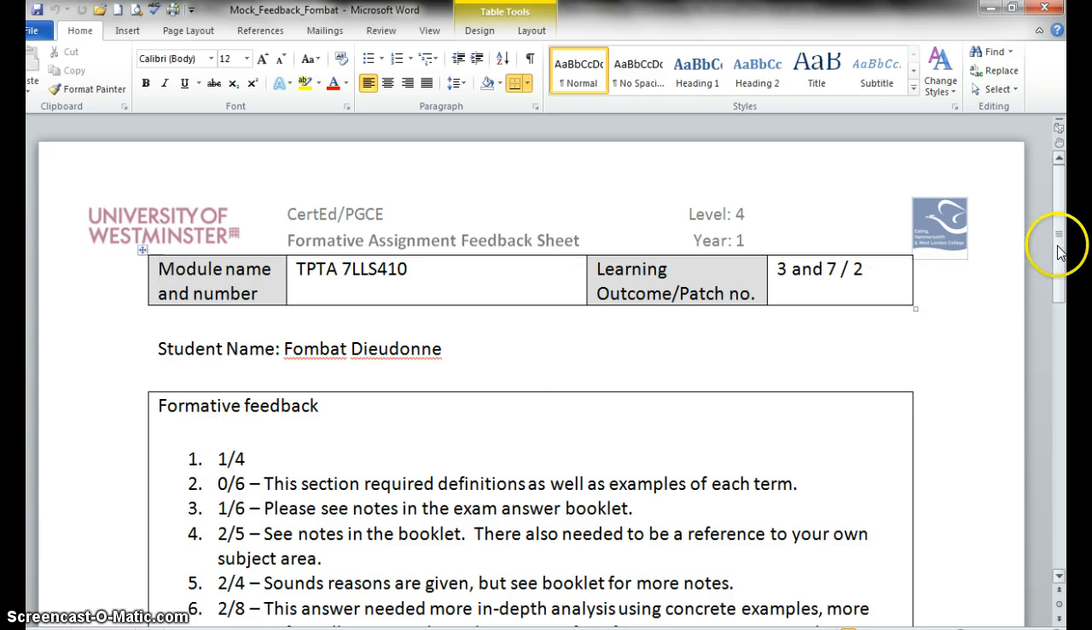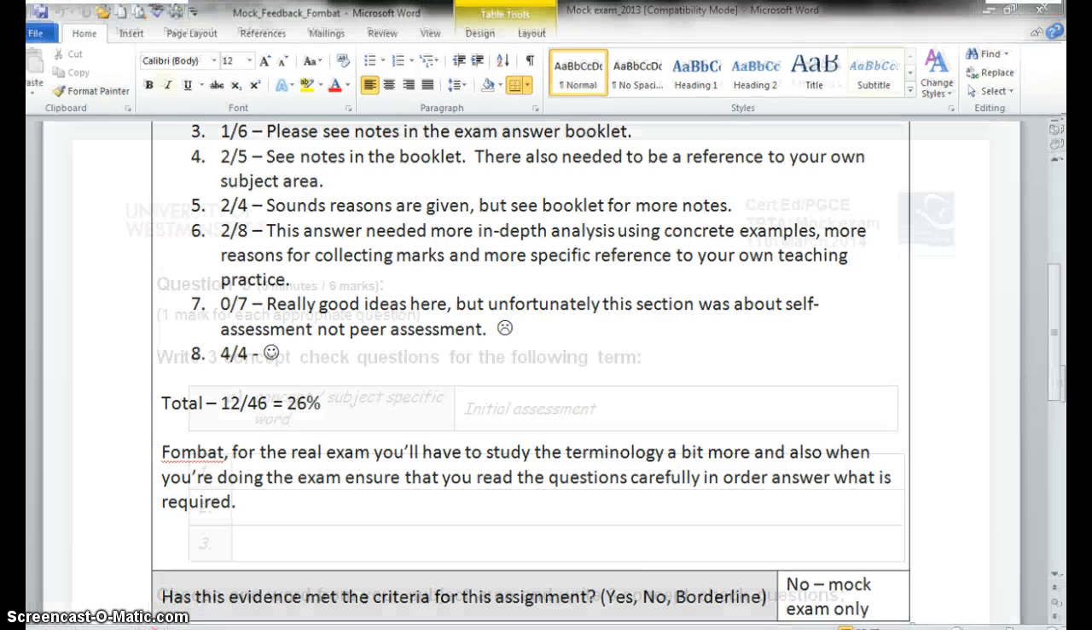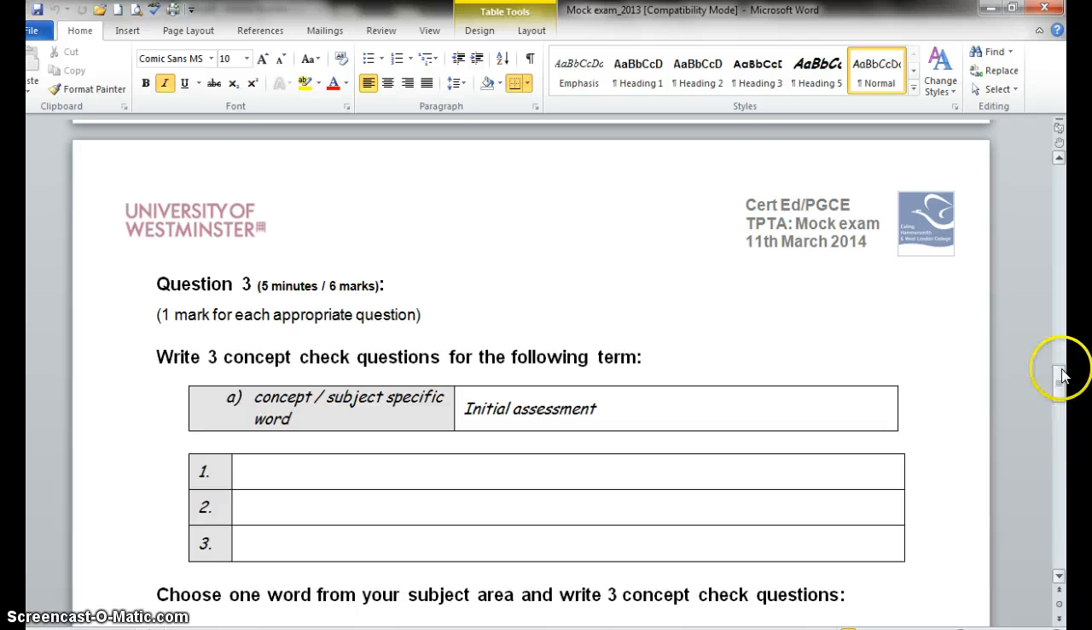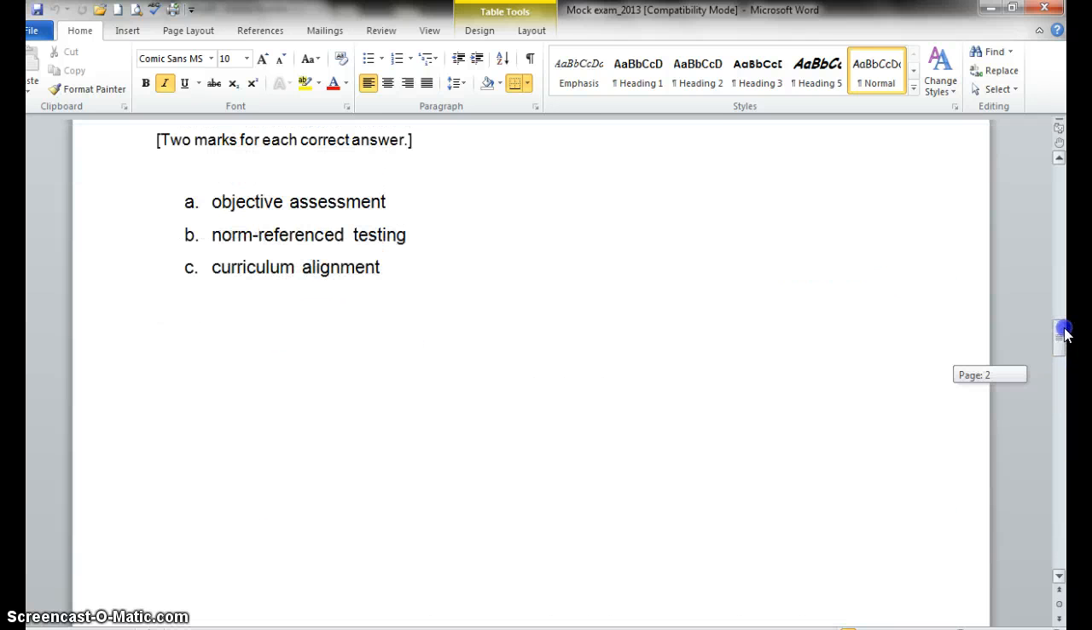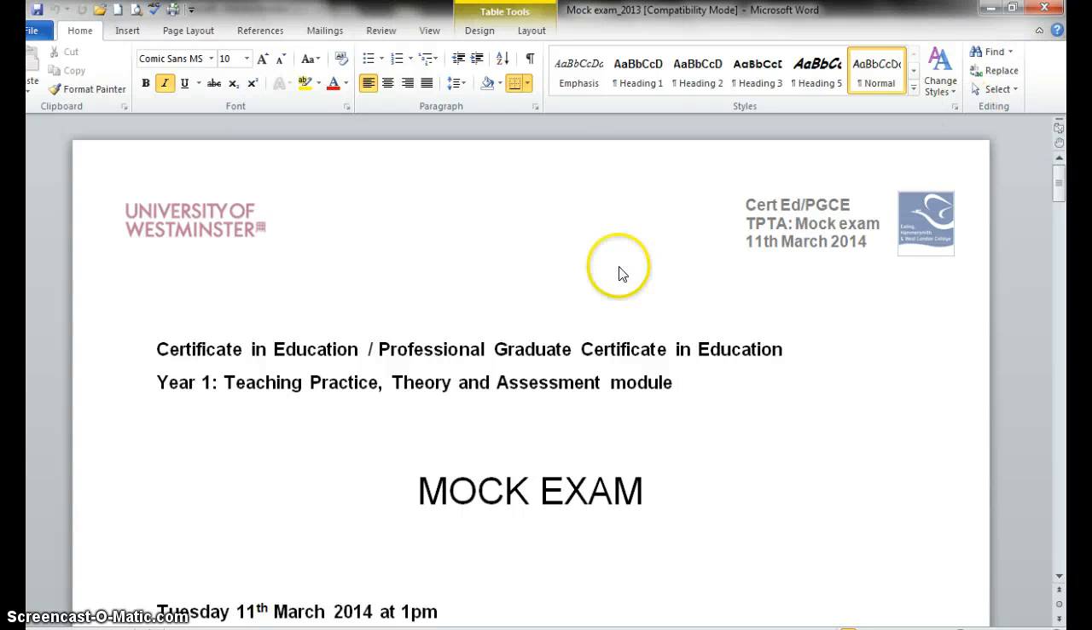So let's just start with your result. You got 12 out of 46, so 26%. The pass mark was 55, so unfortunately you didn't pass this mock, but I'm sure you'll be able to study this weekend and do well on the final exam.